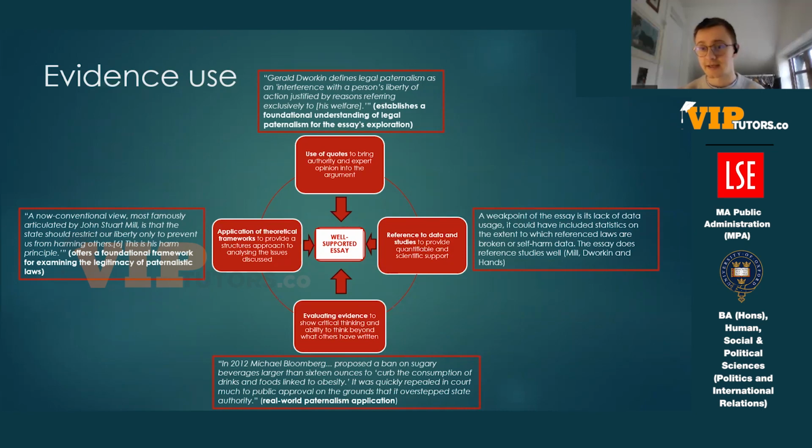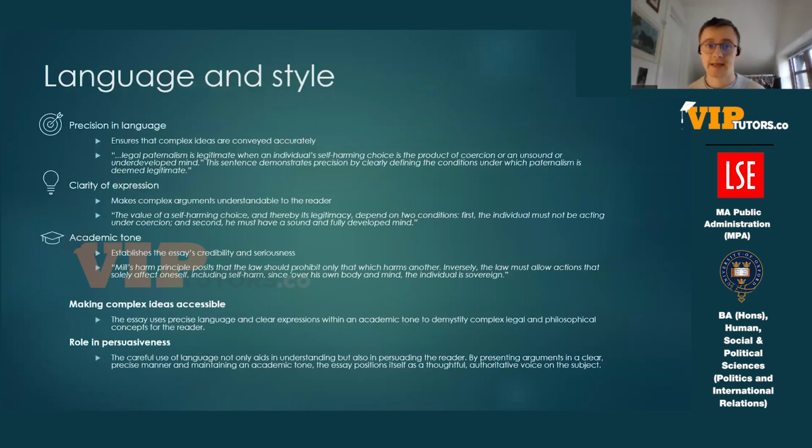Overall, evidence use is very important for an essay. John Jung does it well, and I believe that's also why he's won. Next up, we have language and style.